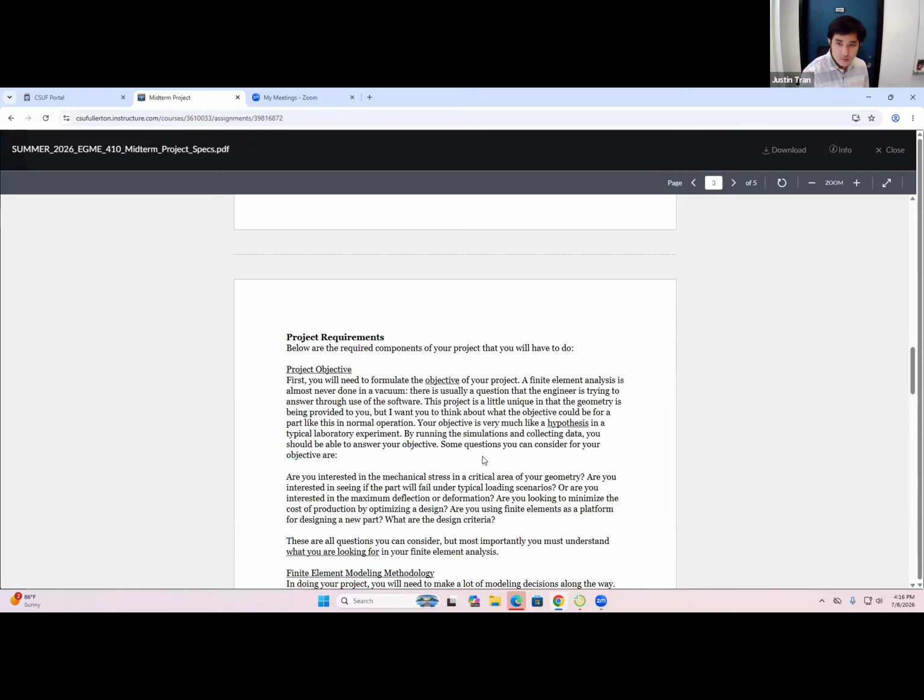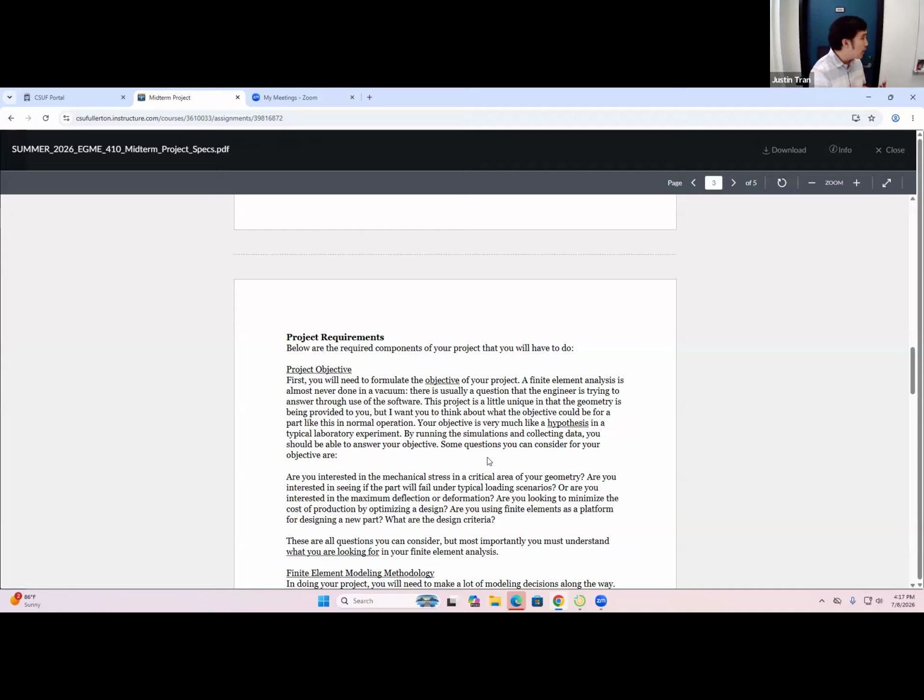Okay, and so some questions that you can answer here. Are you interested in the mechanical stress and the critical area of your geometry? Are you testing for failure? Are you doing a stress analysis, a factor of safety analysis? Okay. Are you interested in seeing whether your part's going to fail under typical loading scenarios? What's the maximum deflection or deformation?